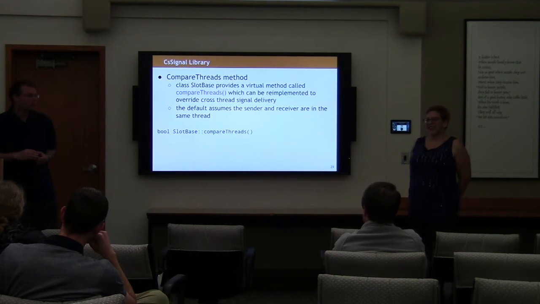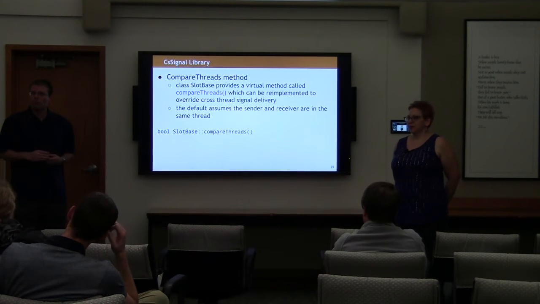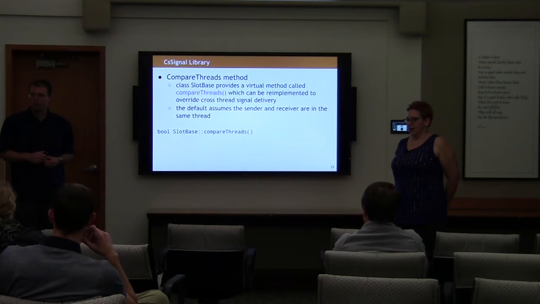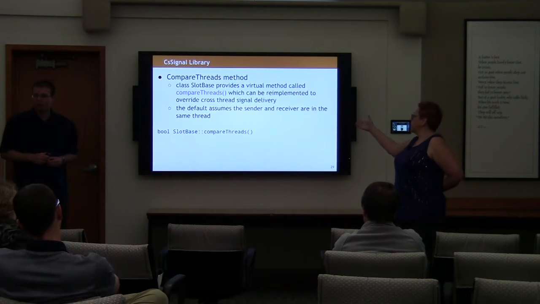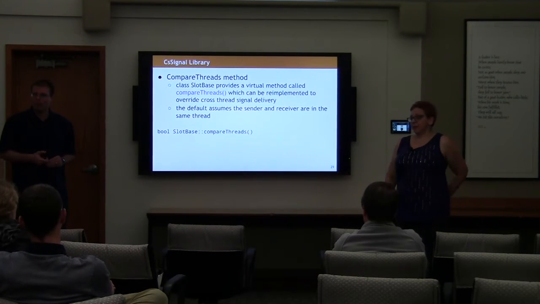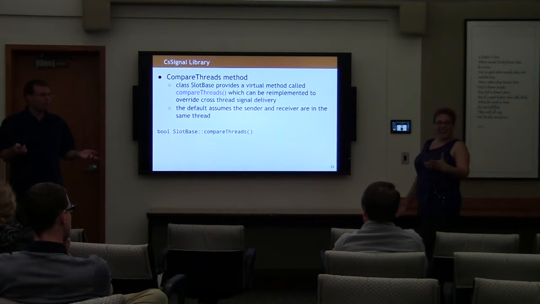Okay, so with an auto connection, when you invoke the slot, it first checks compare threads, and if it says true, they're the same thread, then it immediately fires the slot. If it does not, it calls that queue slot. We're returning true right now. This would be something you override. Yes, that's correct. But that's the logic, in the delivery of an auto slot. Any other questions on that?